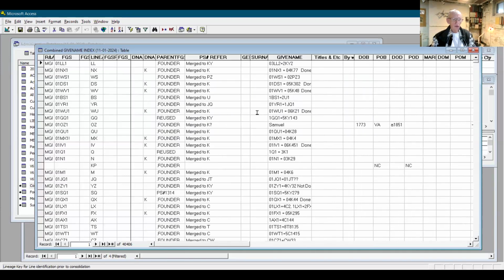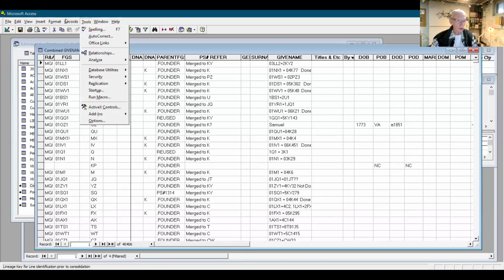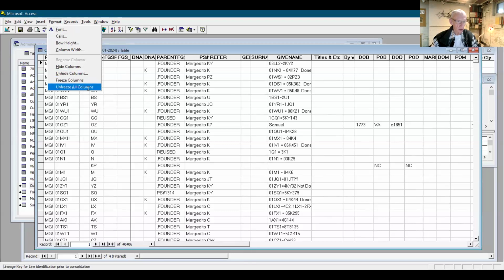So how do I handle this? Let's see now. It's just not showing here. All right, let me do something here. Format. Let's do unfreeze all columns.